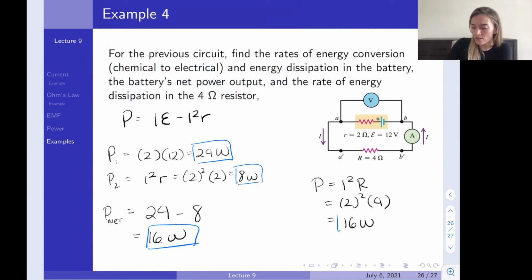And I say you could sort of guess this because if you know that the potential around the entire circuit is 0, that means that whatever energy you create over here in the battery is going to be lost somewhere by the time you get back to the starting point here. So the net power output of your battery is 16 watts. That puts energy into your circuit, and then your resistor dissipates it, and you get back to 0 at the other end of the battery.